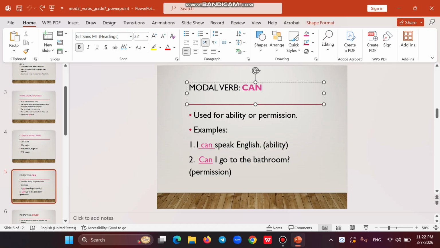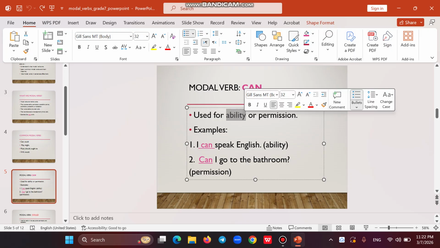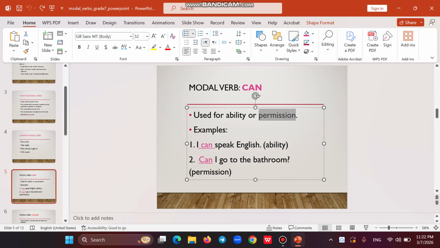The modal verb can is used for ability or permission. يعني القدرة أو الإذن. Examples: I can speak English. It means I am able to speak English. I have the ability to speak English. Okay, so here can expresses what? Ability. Okay, أنا فيني أحكي English. أنا عندي القدرة إنه أحكي English. So here can tells me about the ability.